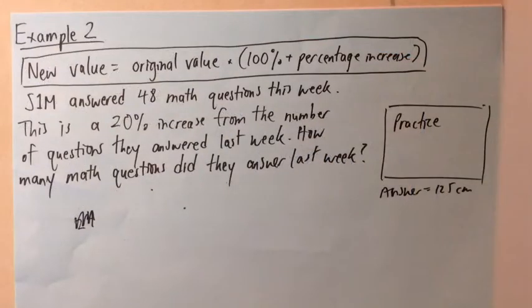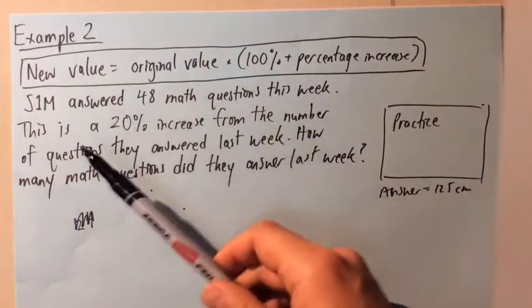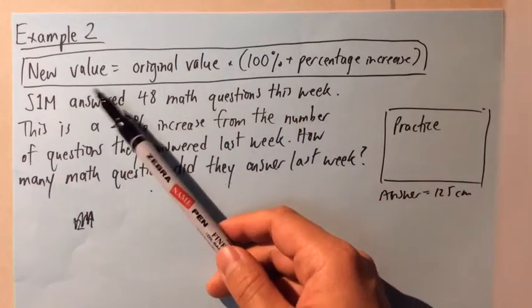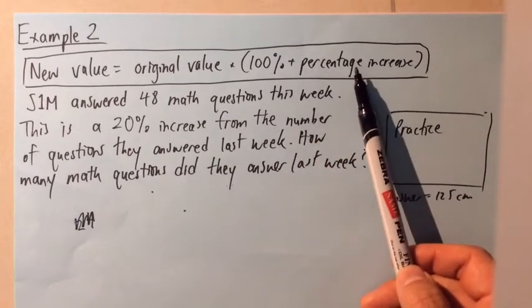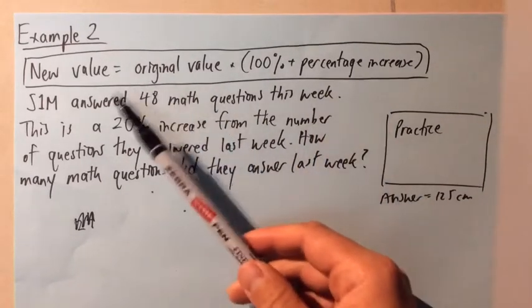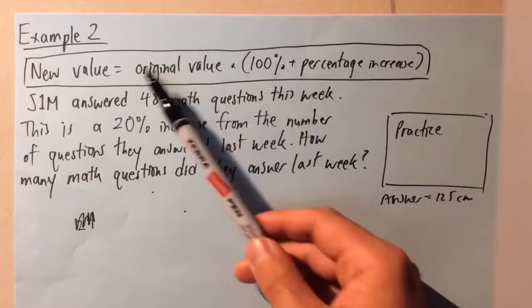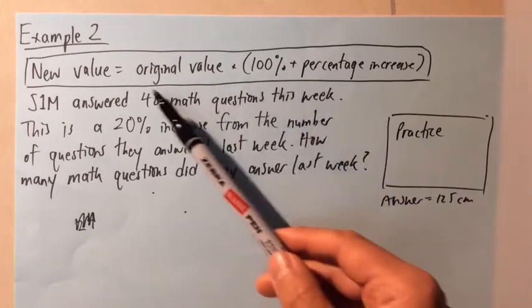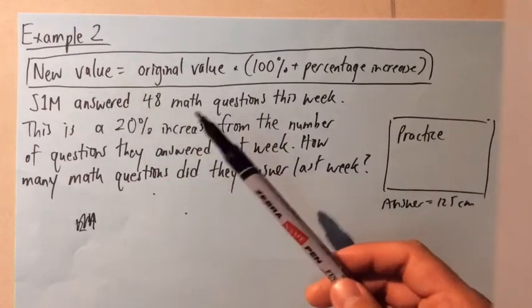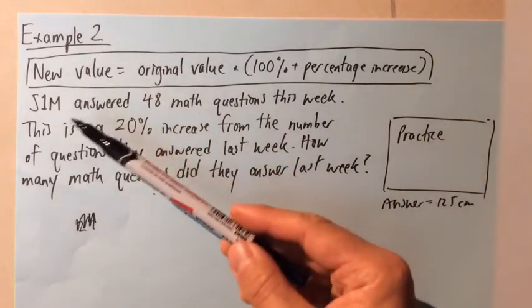For our next example question, we're going to try using a new formula. Okay, and the formula is like so. The new value is equal to the original value times 100% plus the percentage increase. This means that if we have any two of these, either the new value, the original value, or the percentage increase, we'll be able to calculate the other one that we don't know. Okay, so let's look at our example here.